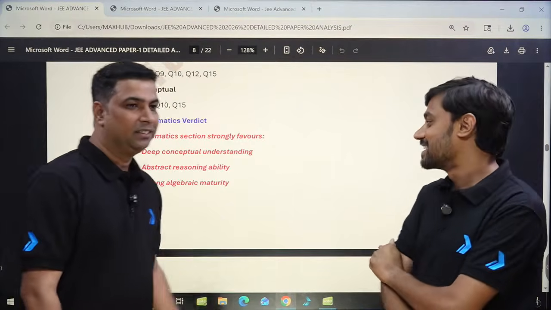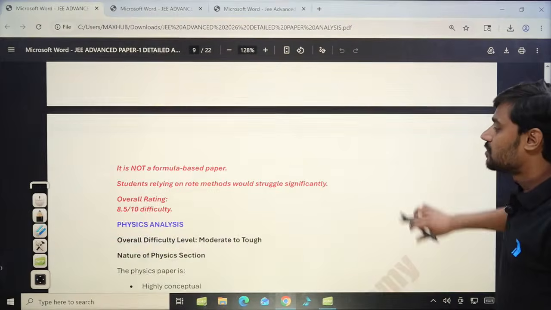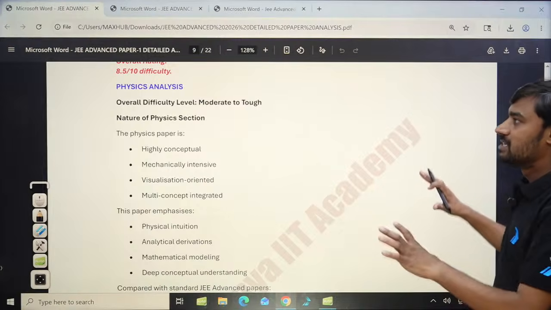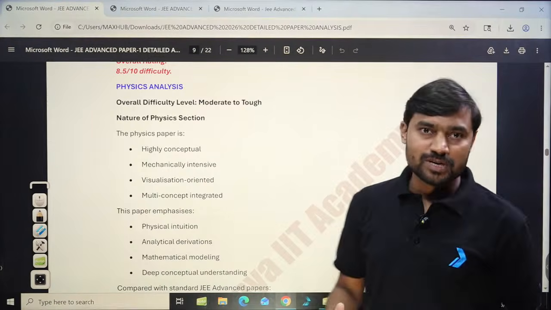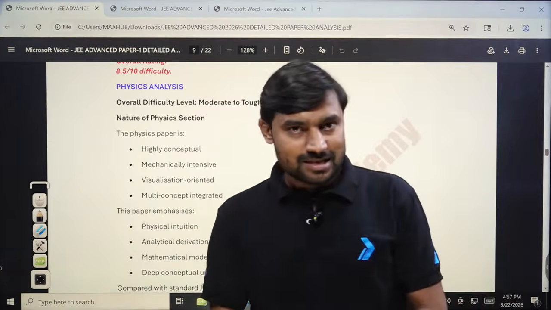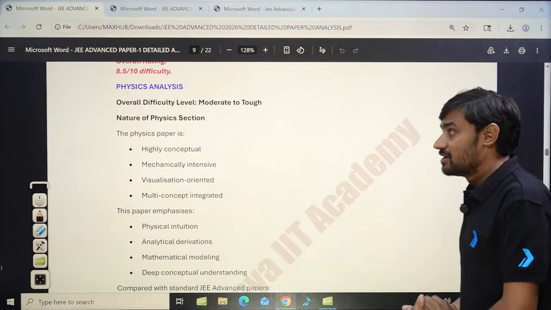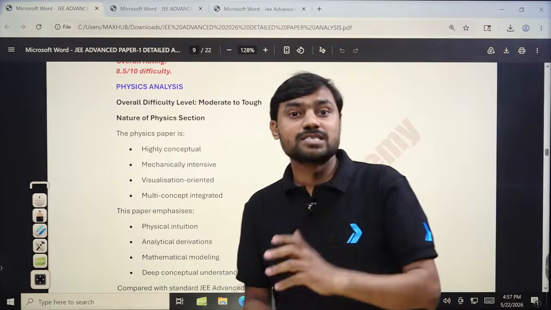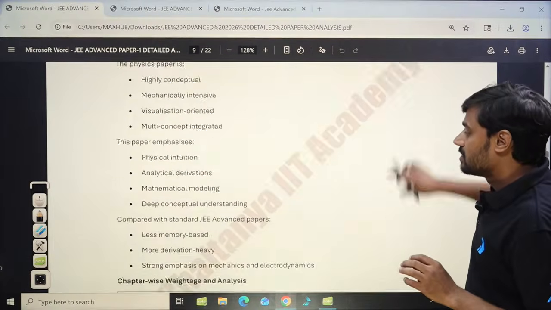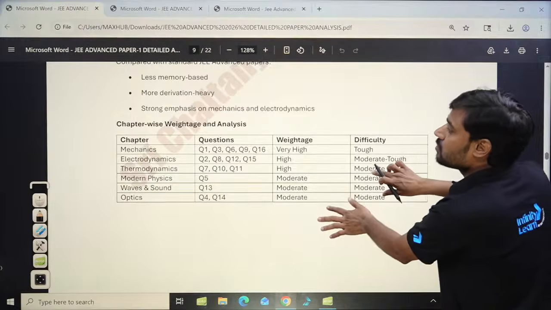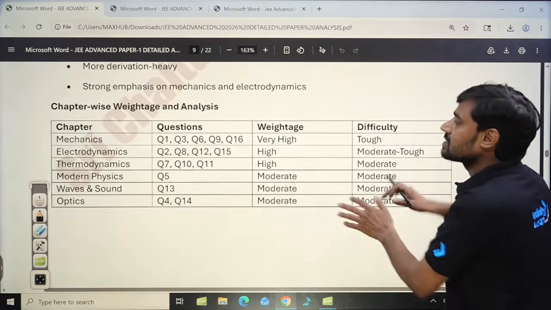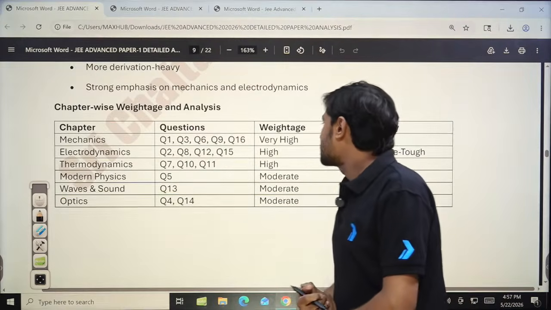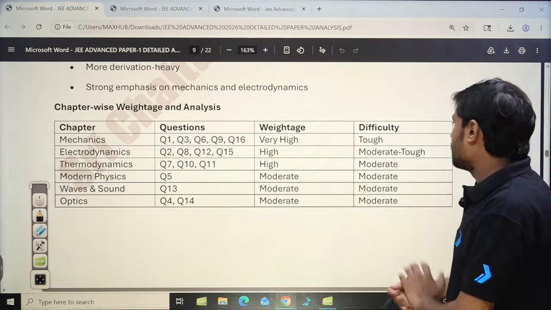Okay, so let us talk about the physics paper, right? This year physics was slightly on the difficult side. Of course, there were some easy questions, but they also take some time, right? So here is the question-wise analysis. Mechanics content in paper 1: question number 1, 3, 6, 9 and 16. And the weightage was very high, of course.